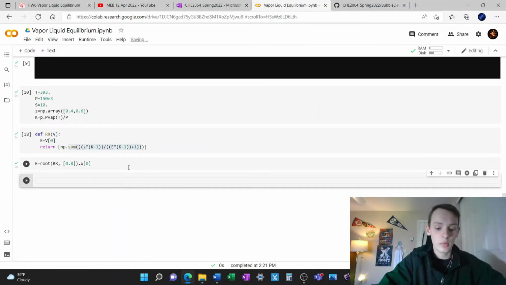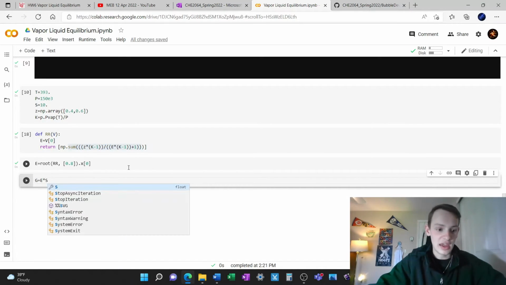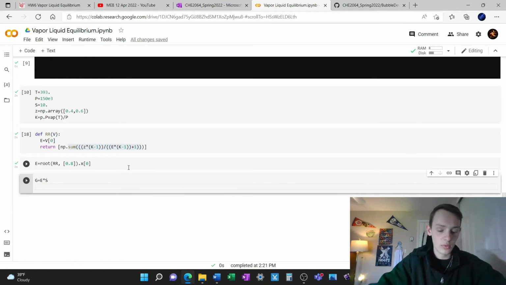So first, we want to know the flow rate that is exiting our flash drum in the vapor phase. We'll call that G for gas, and that is going to be the mole fraction in the vapor phase multiplied by the total flow rate that's entering our flash drum, which is S. We also want to know the flow rate that is exiting in the liquid phase, which is just the difference between the flow rate that's entering our flash drum and the flow rate of material that is exiting in the vapor phase, of course.